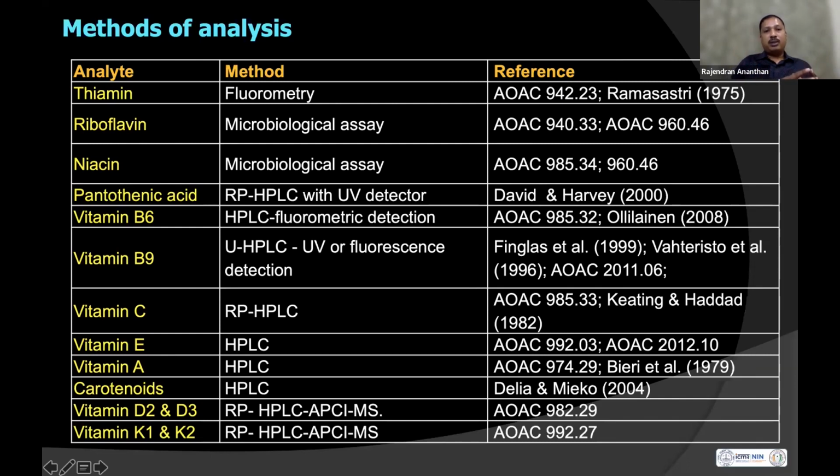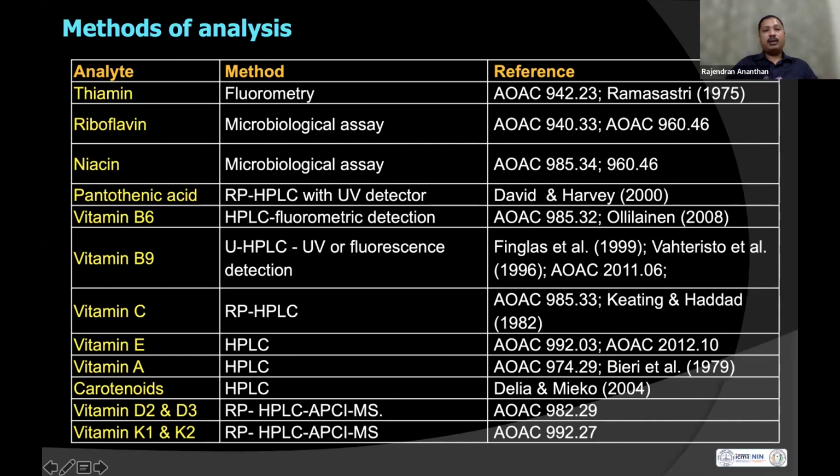Suppose each vitamin, let's say folic acid, there will be more than 5 vitamers: tetrahydrofolate, methyl tetrahydrofolate, formyl tetrahydrofolate, and folic acid, like this. So these vitamins can also be separated and quantified using the latest technique.